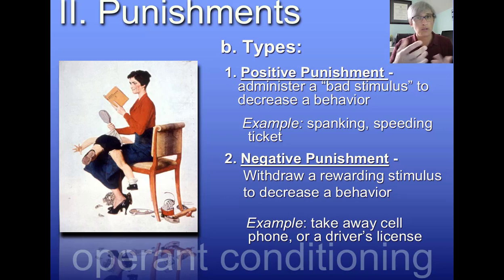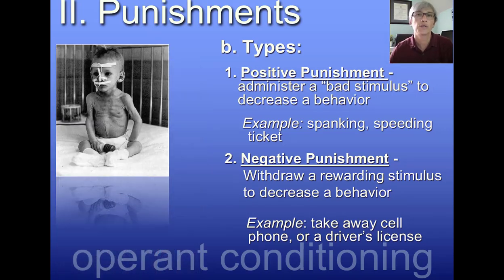Negative is minus. We are withdrawing, taking away. Withdraw rewarding behavior to decrease an undesirable behavior. So take away a cell phone if you're not getting good grades. Take away a driver's license. Those seem to be two very effective ones with those that are your age.